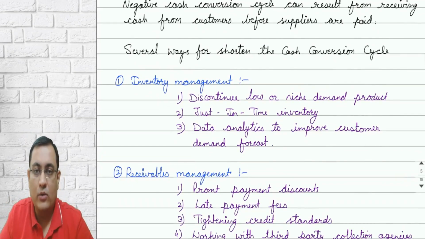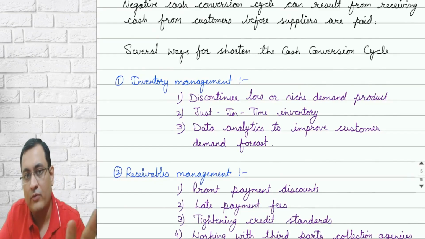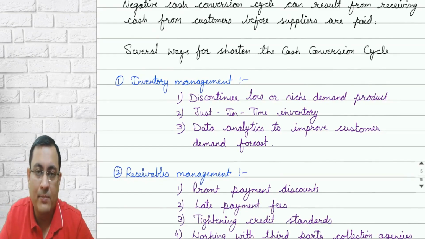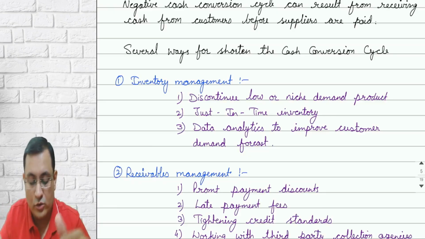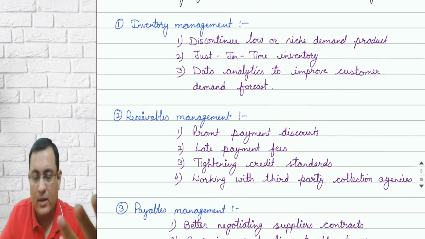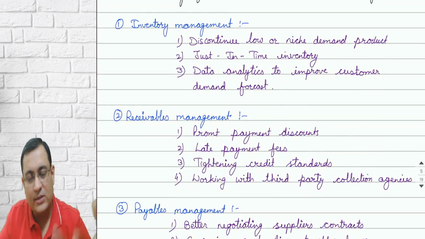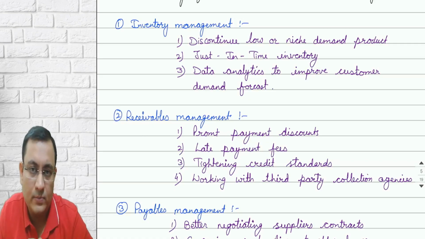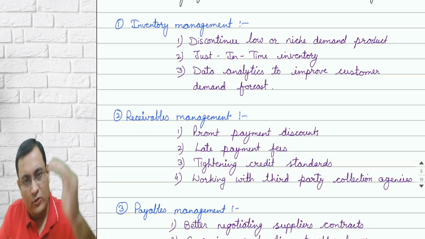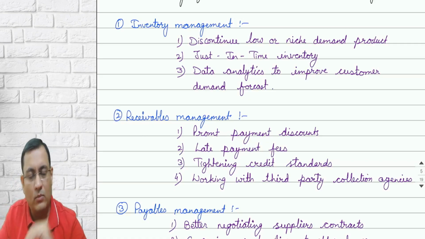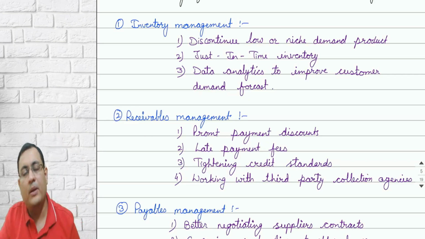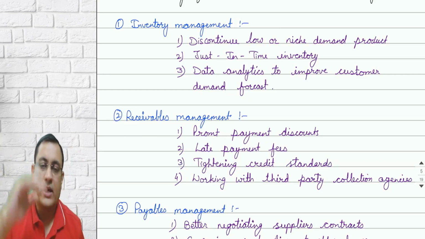Ultimately the goal should be to reduce the cash conversion cycle so that our capital is more free for fixed assets and there is less impact on profitability. How to shorten it? We have to manage these 3 items: inventory, receivables and creditors. From the inventory point of view, we have to reduce the holding period. As the inventory holding period goes down, your cash conversion cycle will also go down.